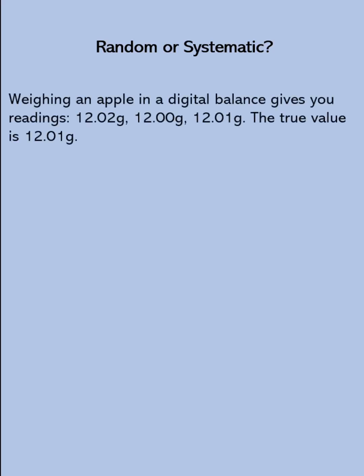Let's identify whether the following is a random or a systematic error. Weighing an apple in a balance gives you readings 12.02 grams, 12.00 grams, 12.01 grams. The true value is 12.01 grams. This one is a random error because sometimes our measurement is above and sometimes it's below the actual value. So this is a random error.